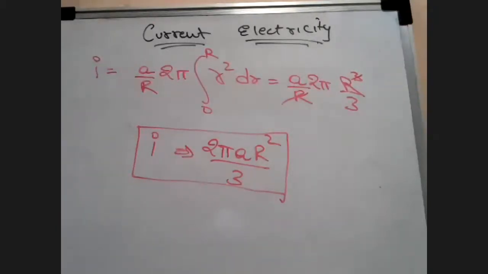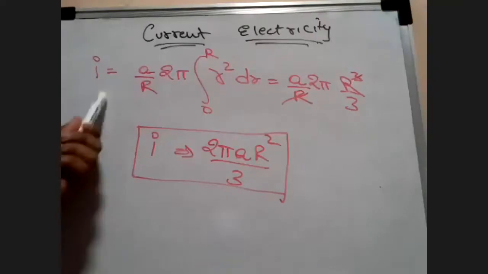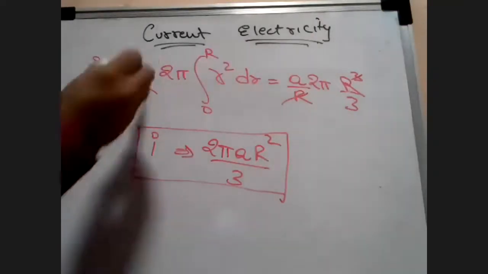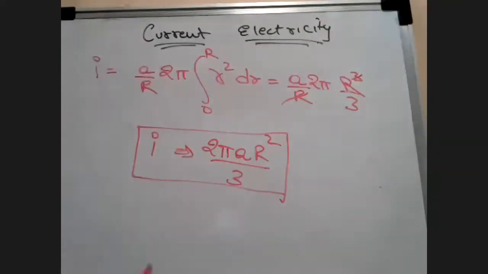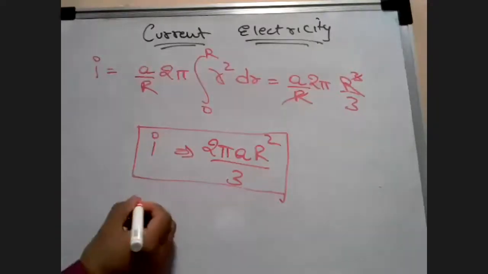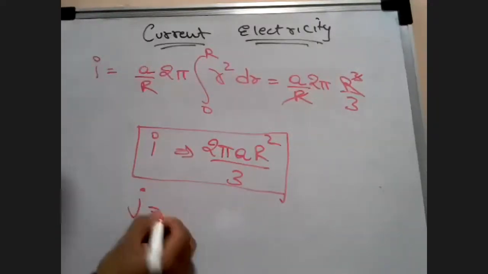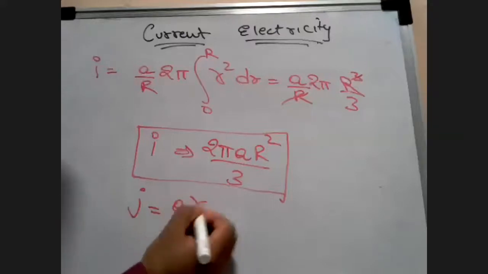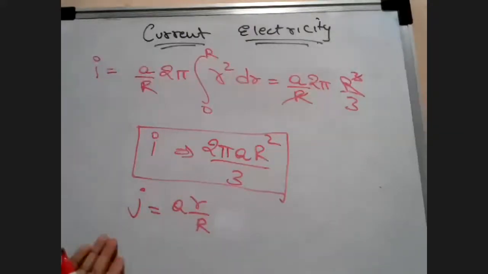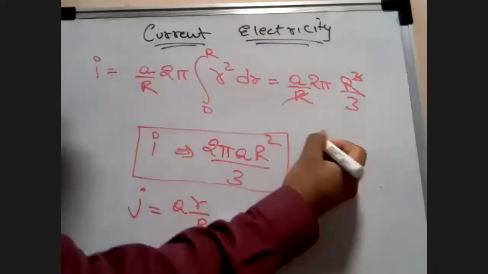And we have also solved two questions. One question based on a current density which is uniform. Another we solved just now, which has a current density varying. I'll write it here: J is equal to A small r upon capital R. When I say that the current density is varying, what first should come to your mind is the formula of current density. What is the formula of current density?